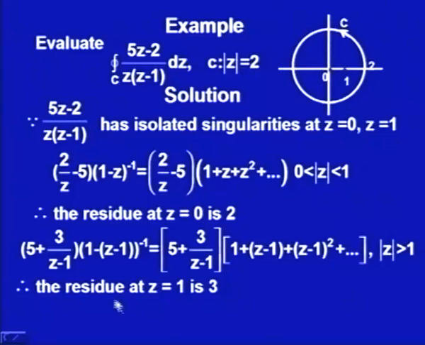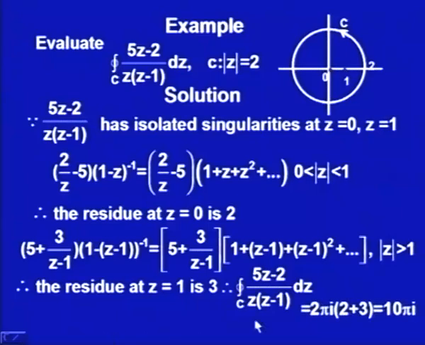Now, if I use the residue theorem, it says that the integral of this function along this contour C, which has 2 isolated singularities, should be 2 pi i times the residue of f(z) at z equal to 0 and at z equal to 1, that is, we are getting 10 pi i.